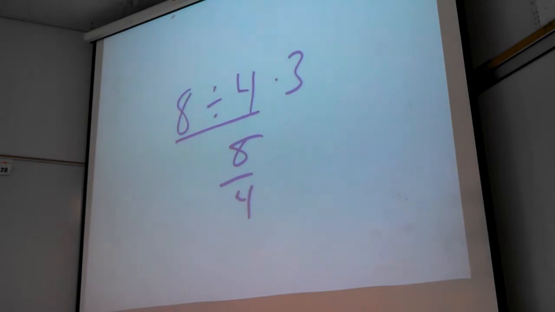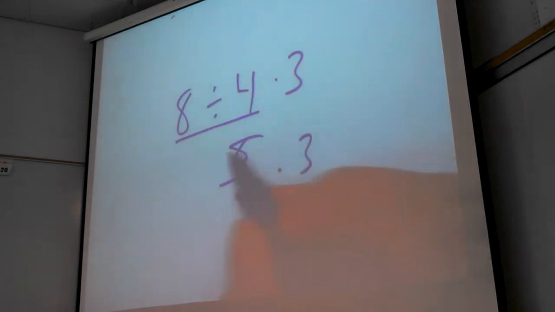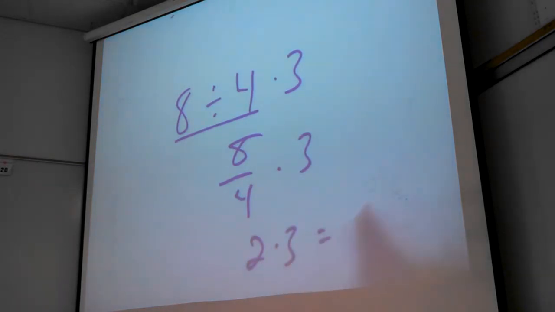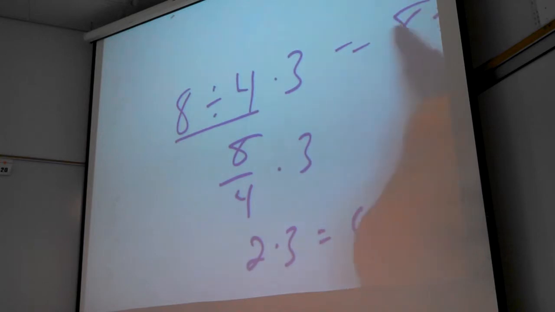Now, how do you write times 3? Where would you put it? Next to it. Not on the bottom. Why would it go on the bottom? There's nothing there that tells you to put it on the bottom. It's that piece times 3, right? So 8 divided by 4 is 2, times 3 is 6. Not 8 divided by 12.